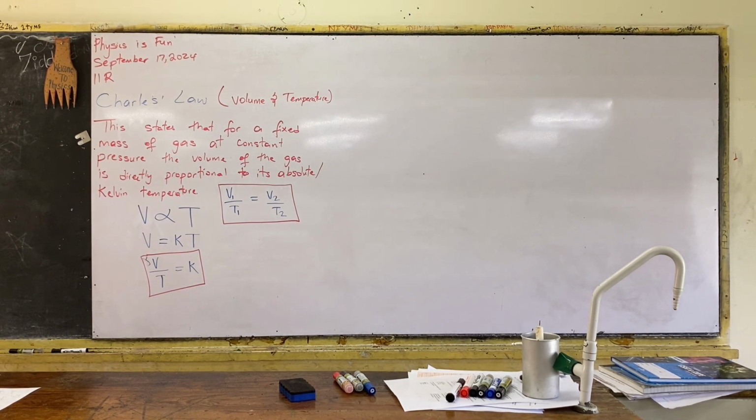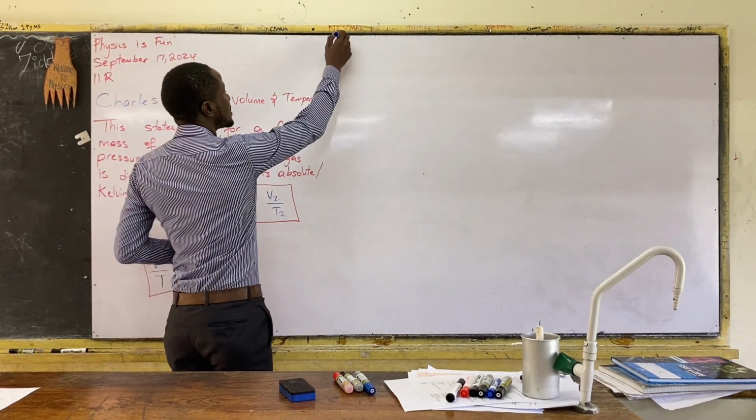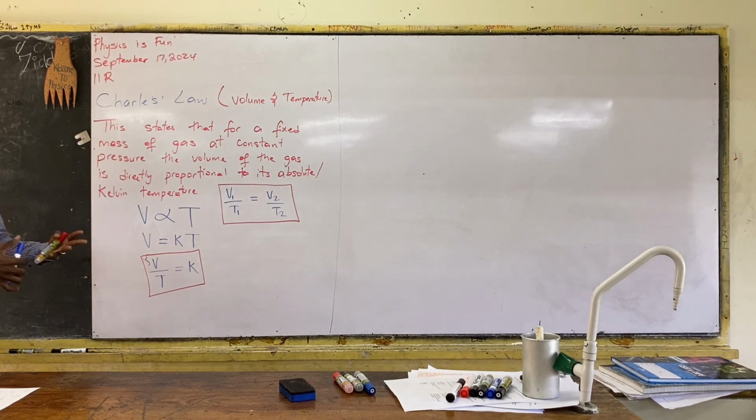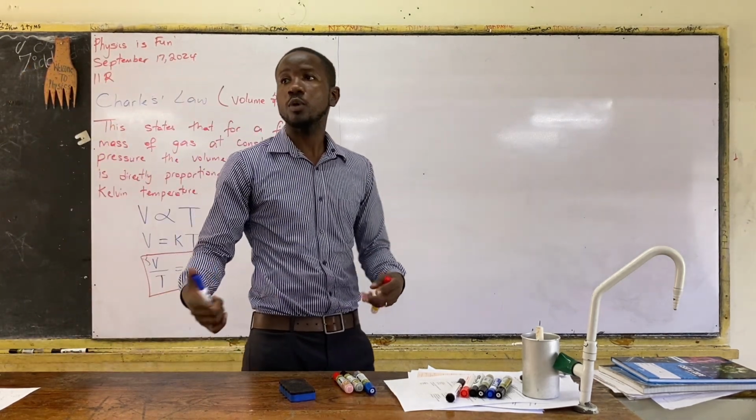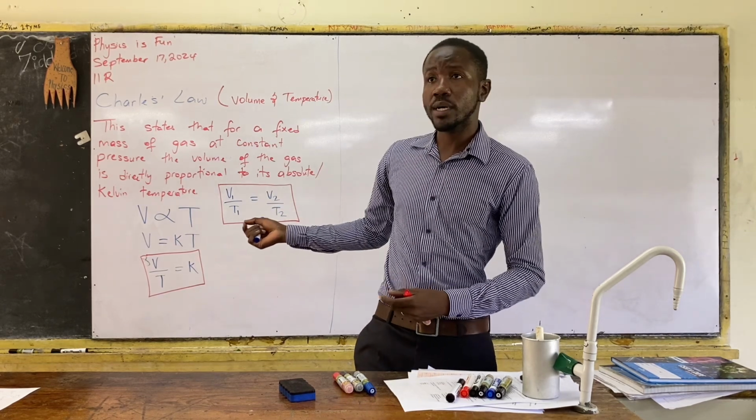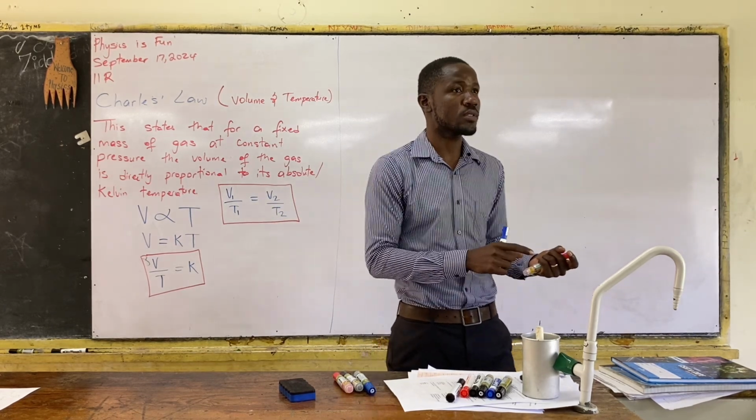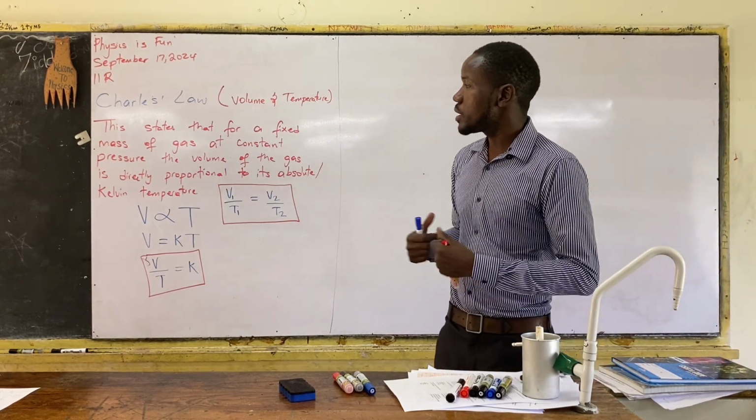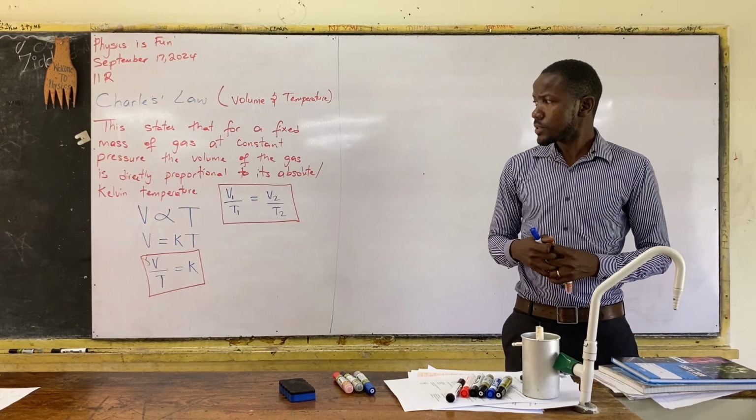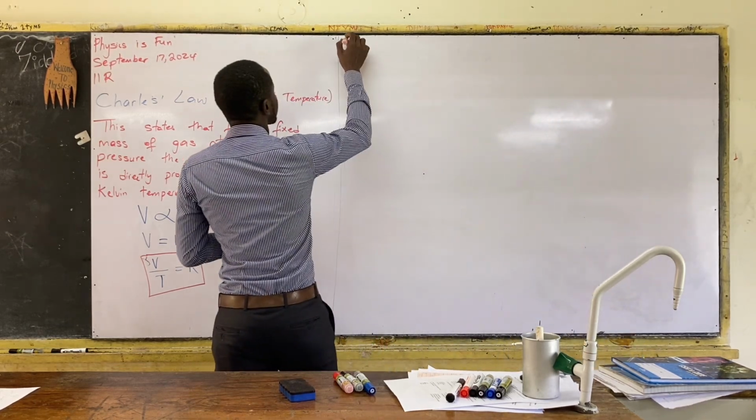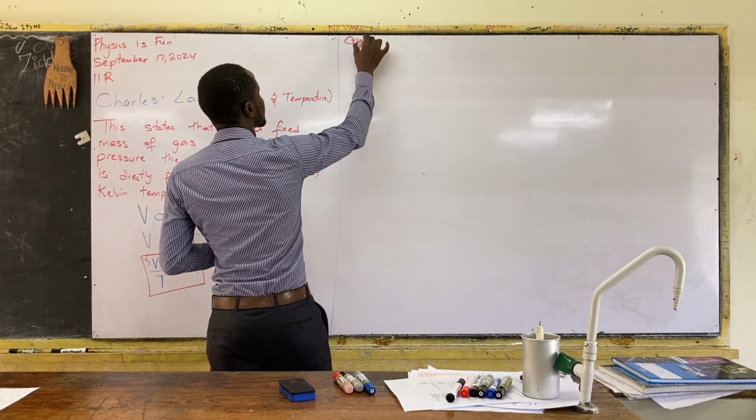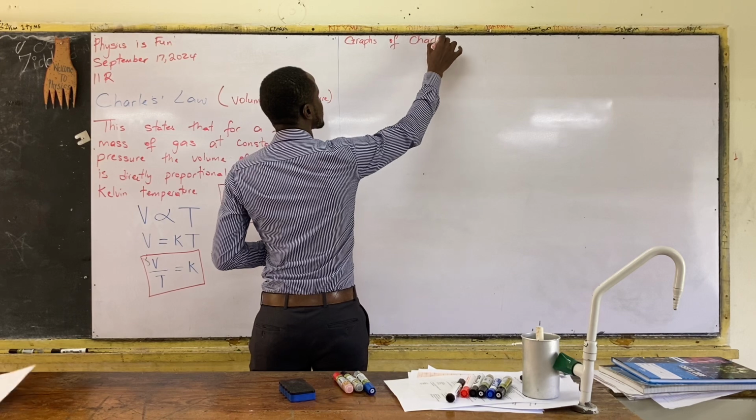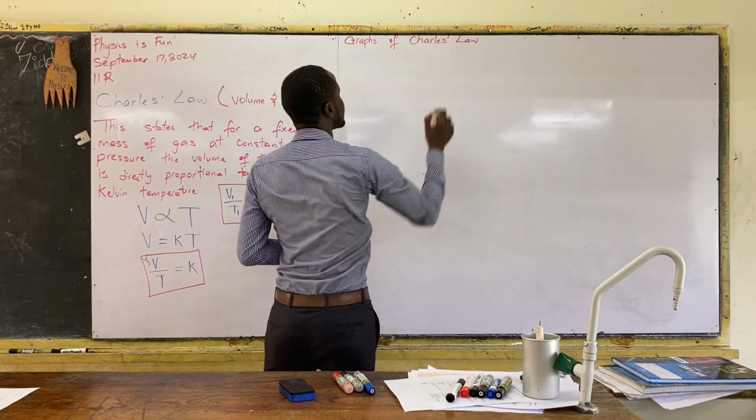All right, so we're going to look at a few examples, but before we look at the examples, I'm going to introduce some graphs. Let's say we conduct an experiment to investigate Charles' law and we plot a graph with the results that we get. We're going to get one of these two graphs that we're going to be looking at. All right, so let's look at that now. So we're going to talk about the graphs of Charles' law.